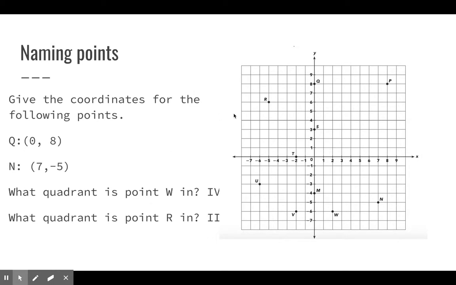I hope you came up with point Q was 0, 8. We didn't move anywhere along the x-axis. We stayed right on the y-axis. So we did not move left or right. So that's why x is 0. In my y, I moved up 8 points. Point N is out here at 7 along the x-axis and down here at -5. Point W is in quadrant 4, and point R is up here in quadrant 2.